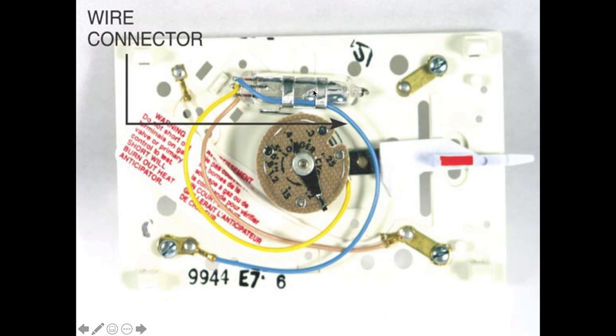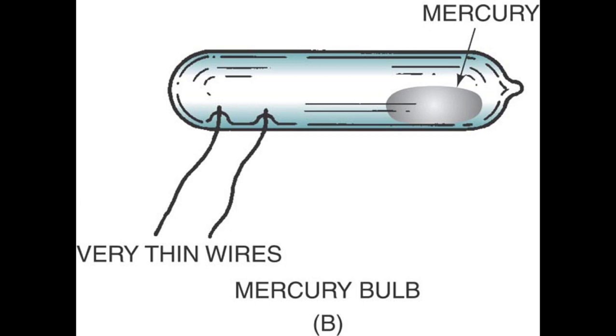Okay, if the mercury bulb tilts this way, it gives a connection from blue to brown. That's going to be our heating side. If this would tilt up in the other direction, the mercury would come back to the left-hand side of this bulb, and it would complete a circuit between the blue and the yellow. Okay, that would be our cooling. There's very thin wires in there that it connects to, but it has a big glob of mercury. Mercury is a hazardous material.